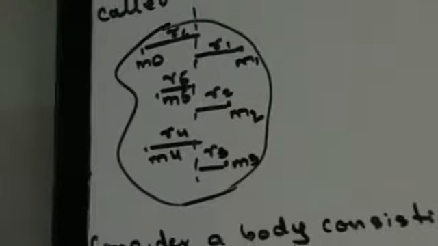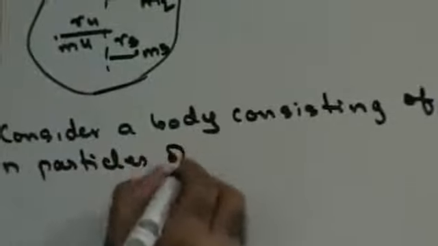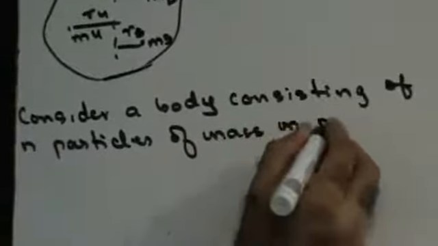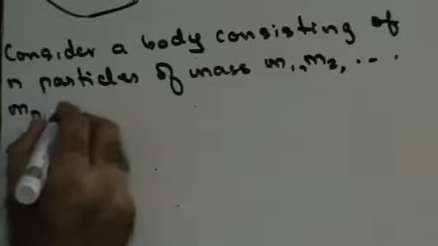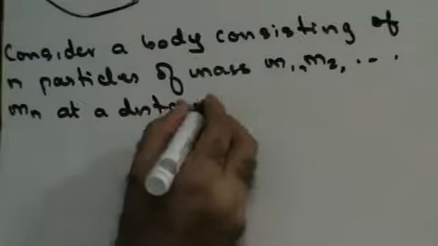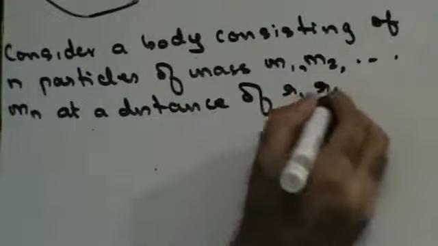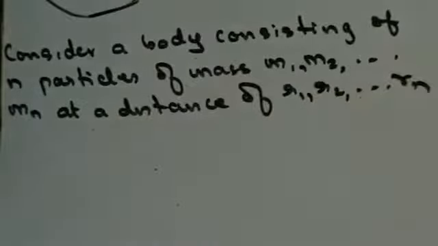In that case, I can say, consider a body consisting of n particles of mass m1, m2 and so on up till mn at a distance of r1, r2, rn from the axis of rotation.